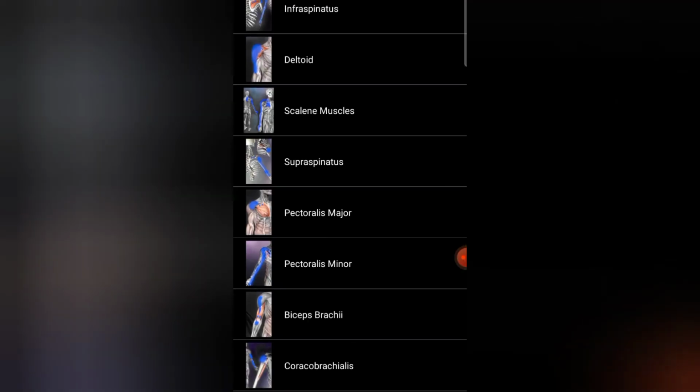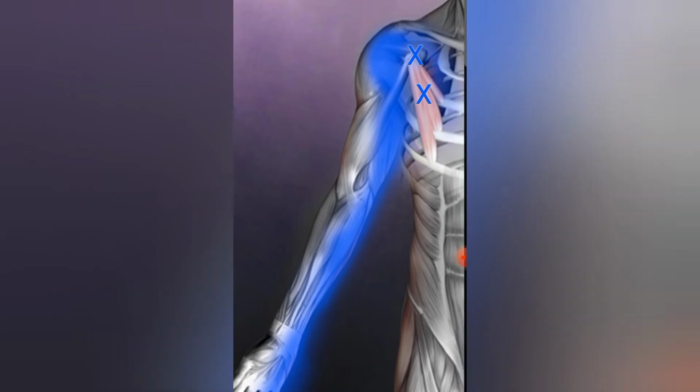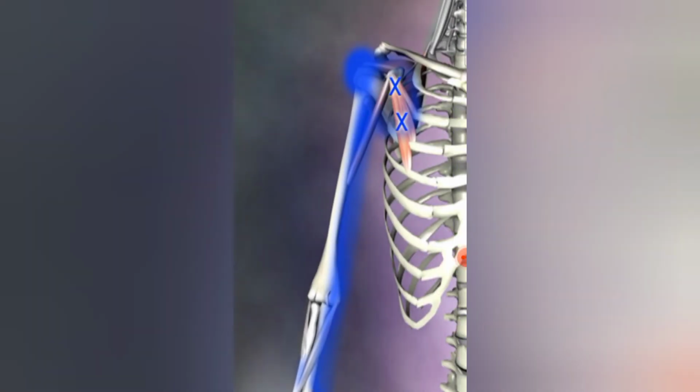Next is the pectoralis minor. Primary referral pattern is over the anterior chest and shoulder with spillover down the medial arm. Left side can mimic angina.